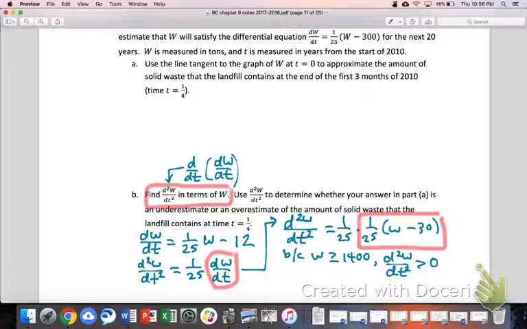That makes sense. 1400 minus, oh, I lost a 0 there. 300, there we go. 1400 minus 300 will always be bigger than 0, and W is only going to get bigger. So since the second derivative is always positive, the approximation that we found, let's think this through. If the second derivative is positive, that means W is concave up, and so that means that any approximations we find are going to be too low. So we can say the approximation we found is too low, or it's an under approximation or underestimate of what the actual amount is.